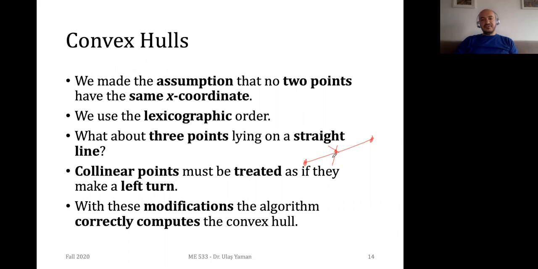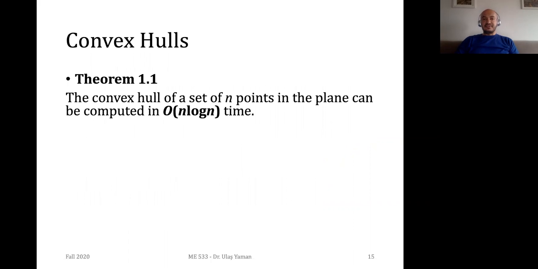So once you do these modifications on your algorithm, we can say that your algorithm can compute any convex hull in a correct manner in linear arithmetic time, which is much less than the slow algorithm. This is the theorem about the time complexity: the convex hull can be computed in linear arithmetic time.